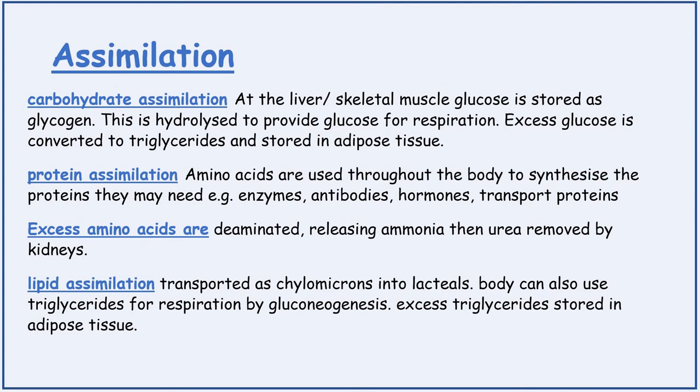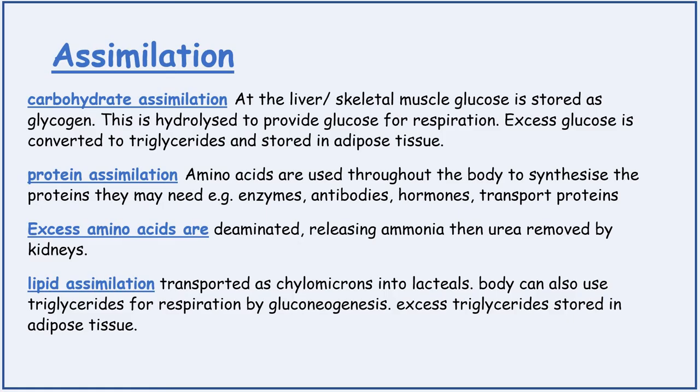Assimilation. Carbohydrate assimilation: at the liver or the skeletal muscle, glucose is stored as glycogen. This is hydrolyzed to provide glucose for respiration. Excess glucose is converted to triglycerides and stored in adipose tissue.